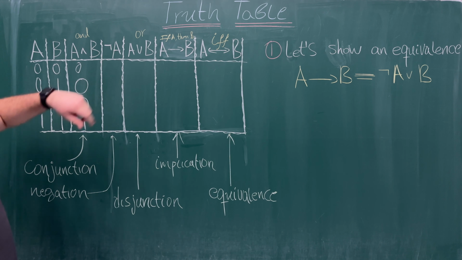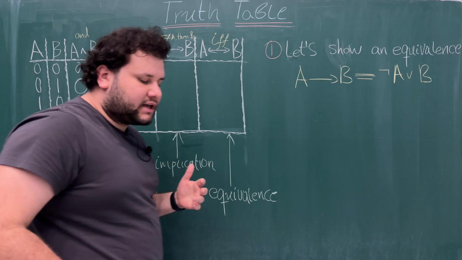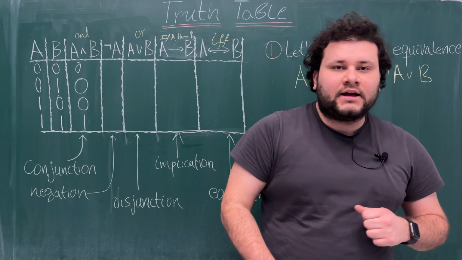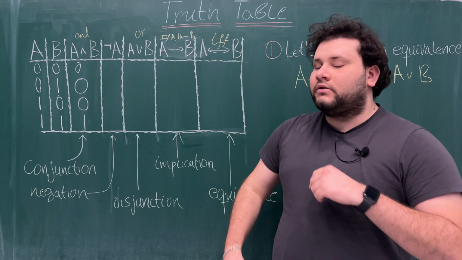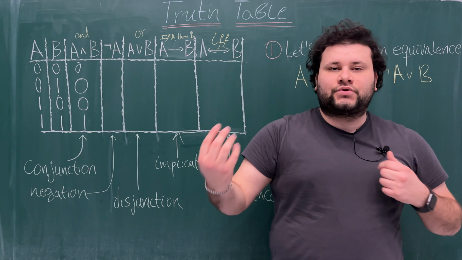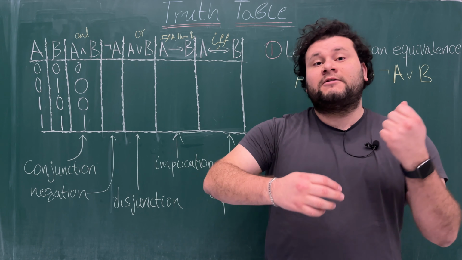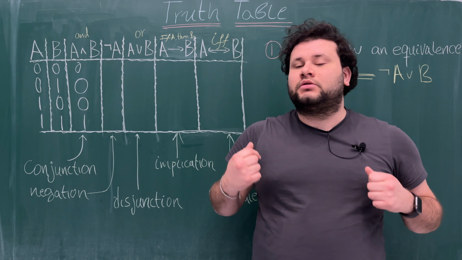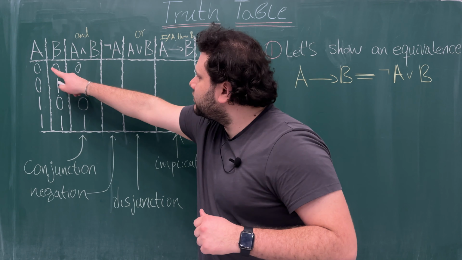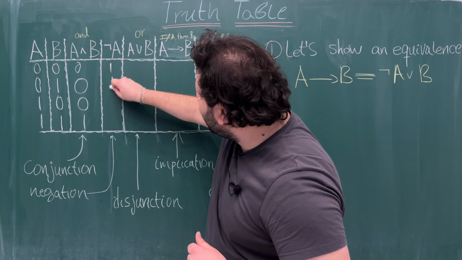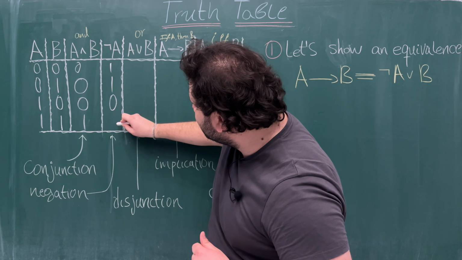Now we have the negation. What is going to be the negation? The negation is just to take the value of A and negate it. So for instance, if A is true, then the negation is going to be false, and if it is false, then the negation is going to be true. So it is easy to see that this is going to be 1, this is going to be 1, this is going to be 0, and this is going to be 0.